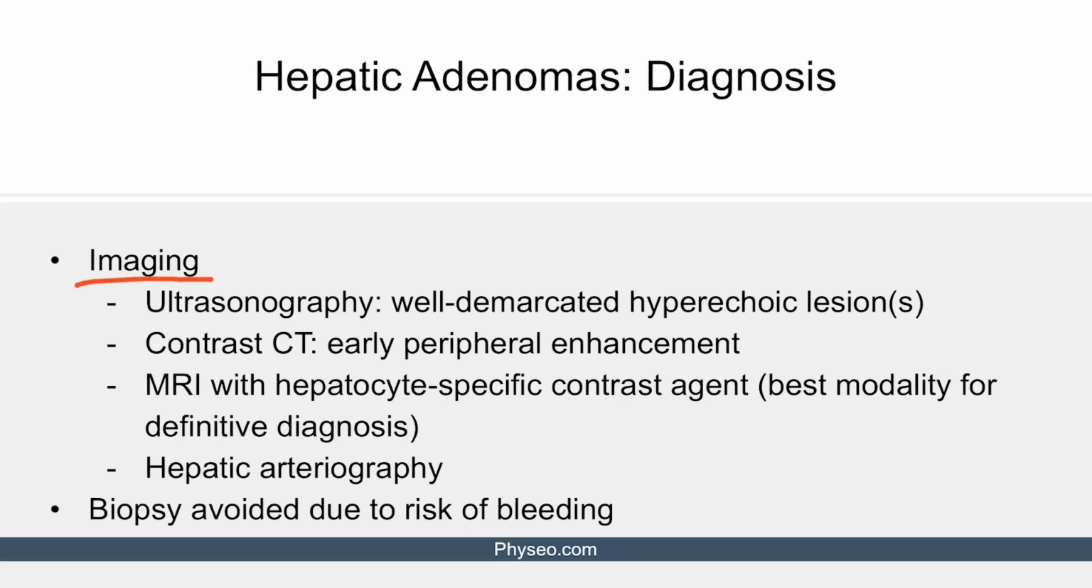Ultrasonography is the best initial imaging test for cavernous hemangioma. It typically shows a hyperechoic, homogeneous mass. Alternative imaging modalities in case of indeterminate ultrasound findings include contrast CT and MRI. It's high yield to remember that the biopsy is contraindicated for cavernous hemangiomas because there is a significant risk of hemorrhage. Let's see what a cavernous hemangioma looks like on a CT scan.